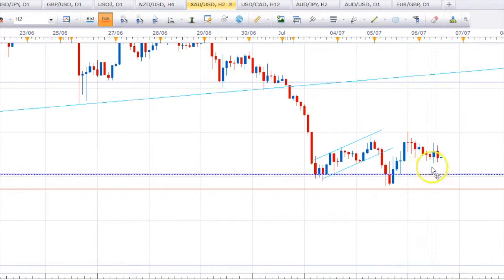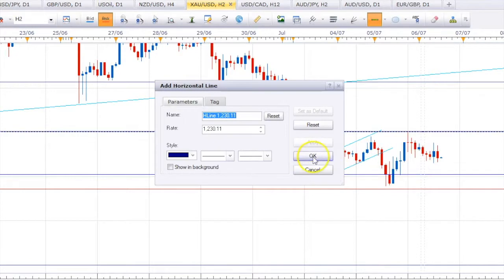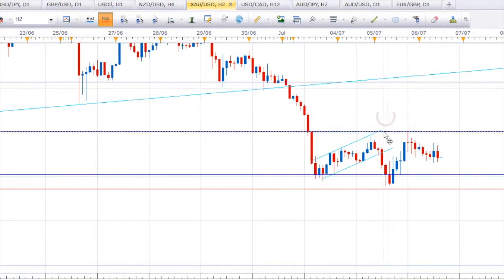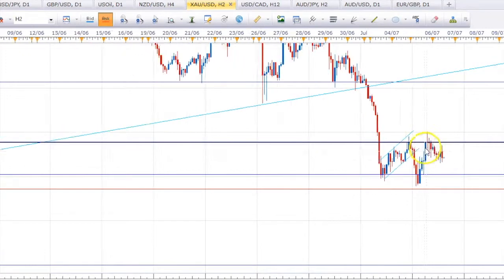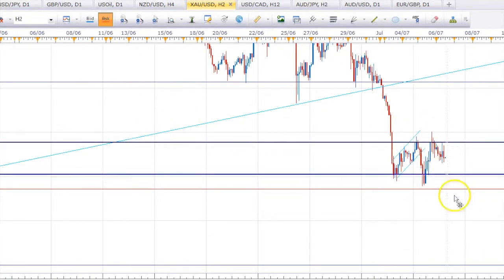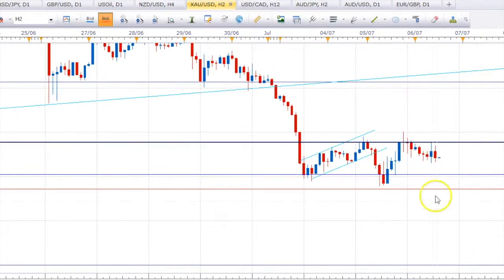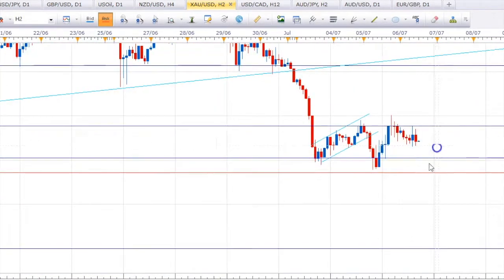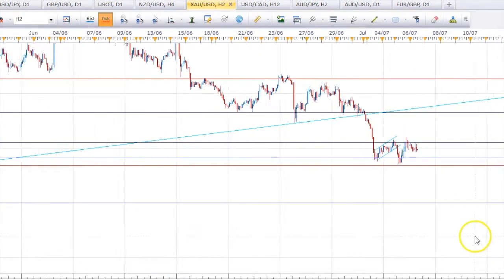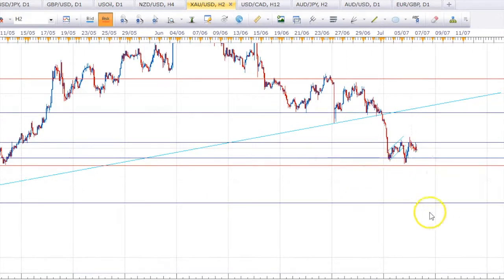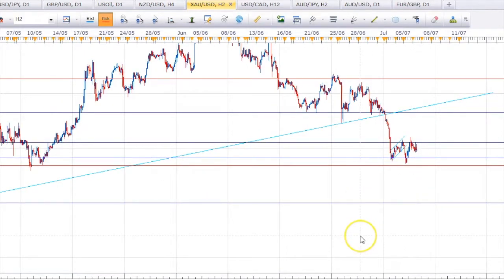However, I will not be putting an entry here because price failed to break this area of supply. So this can play around here for a while until it actually breaks. Once it breaks, I will put an entry in for a long, and vice versa. If it breaks below this bullish engulfing, I will put an entry for the downside.